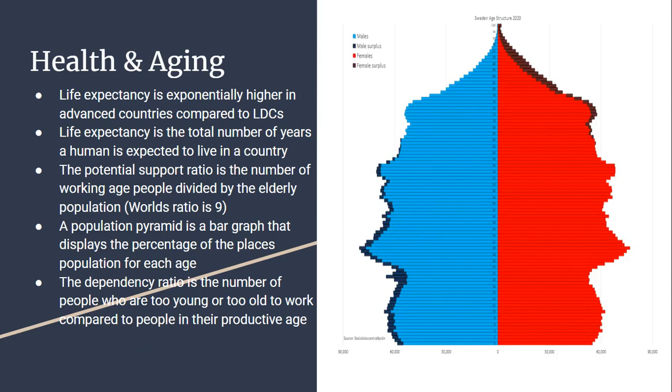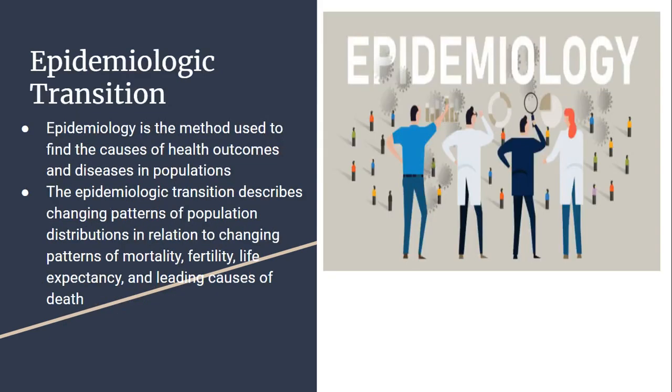Health and aging. Life expectancy is exponentially higher in advanced countries compared to LDCs. Life expectancy is the total number of years a human is expected to live in a country. The potential support ratio is the number of working age people divided by the elderly population. The world's ratio is 9. A population pyramid is a bar graph that displays the percentage of the place's population for each age. The dependency ratio is the number of people who are too young or too old to work compared to people in their productive age.